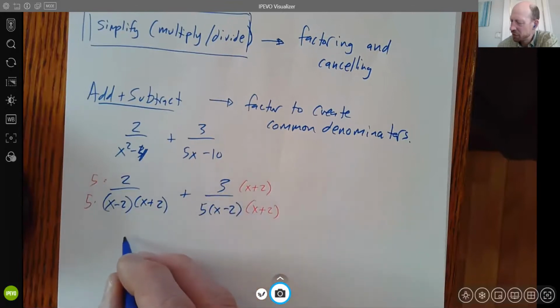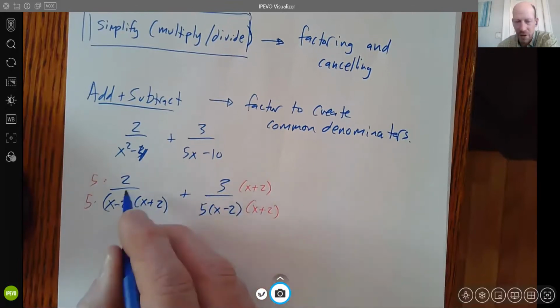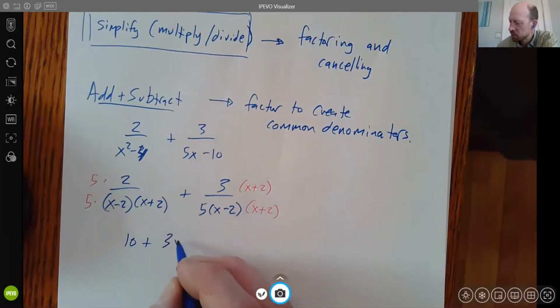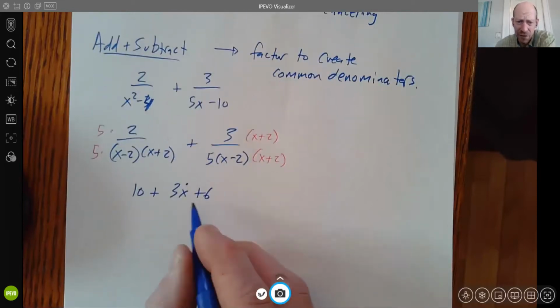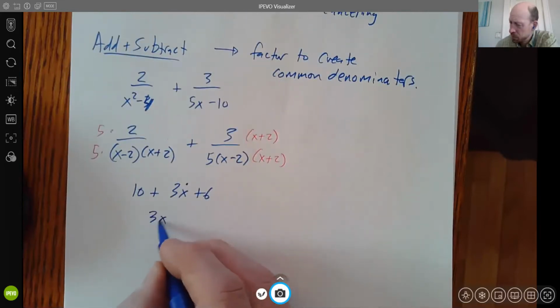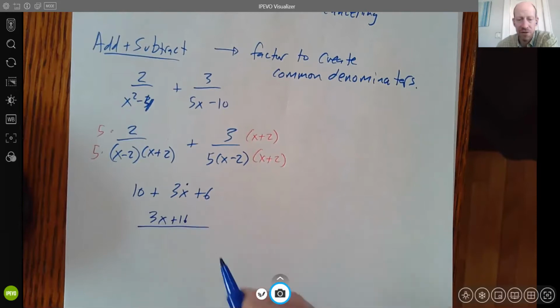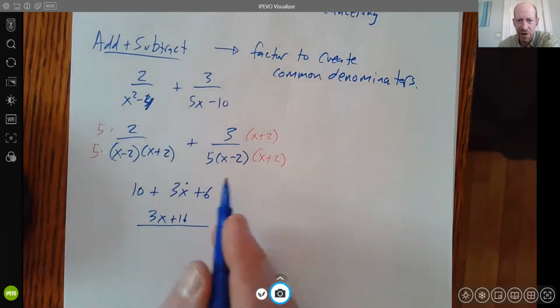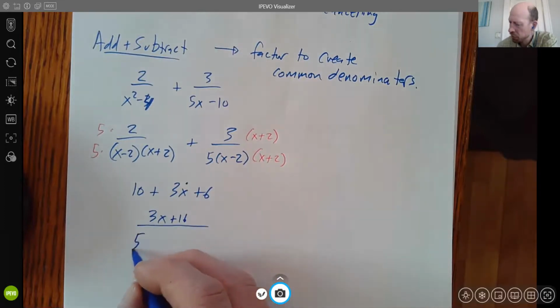Multiply these numerators together. So 5 times 2 gives me 10. Here I get 3x plus 6. And what I like to do is keep track of the numerator. So multiply it all out and add it all together and then put it over this common denominator.